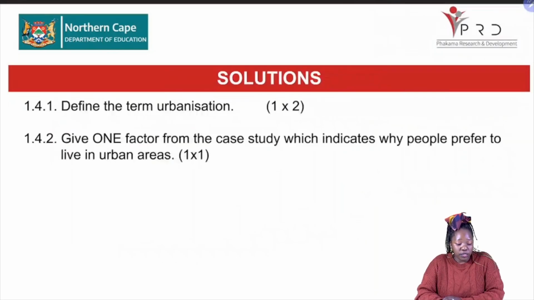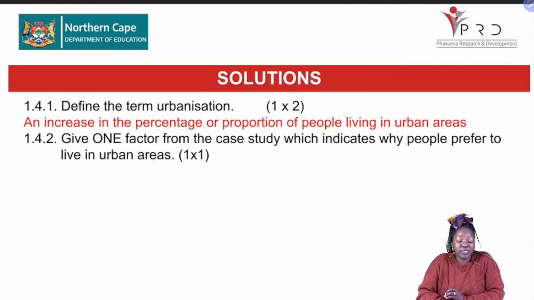The first question, you are supposed to define the term urbanization. Remember, urbanization, we're talking about the increase in the percentage of people who are living in the urban areas. As they leave the rural area, they are coming to the urban areas, which means each and every year, the population in urban areas increases.